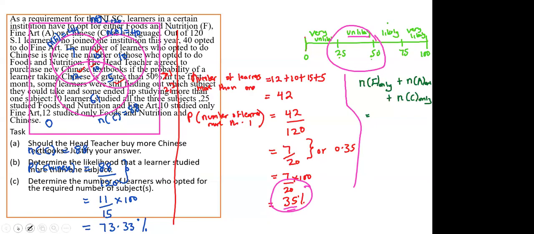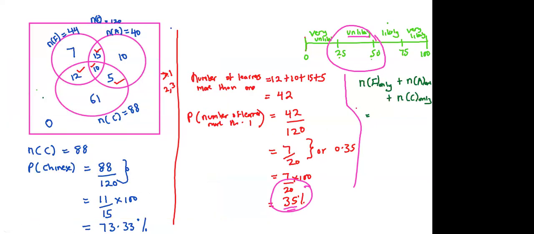Okay. So here we shall now go on and say this is 7 plus 10 plus 61, which will give us 78. So because it was a requirement, you had to do one of them.